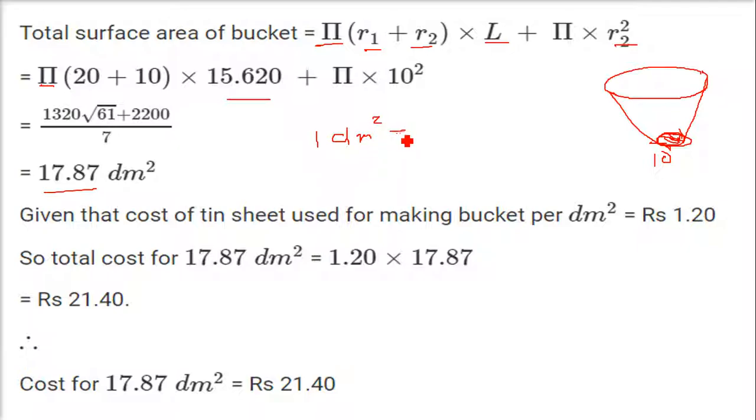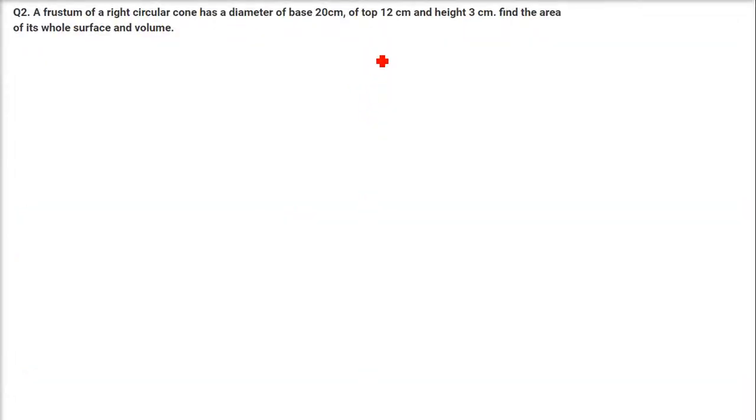Now for 1 decimeter square, the cost of the tin sheet is 1.20. And for this much decimeter square, we just have to multiply 1.20 with 17.87. This will come as 21.40.